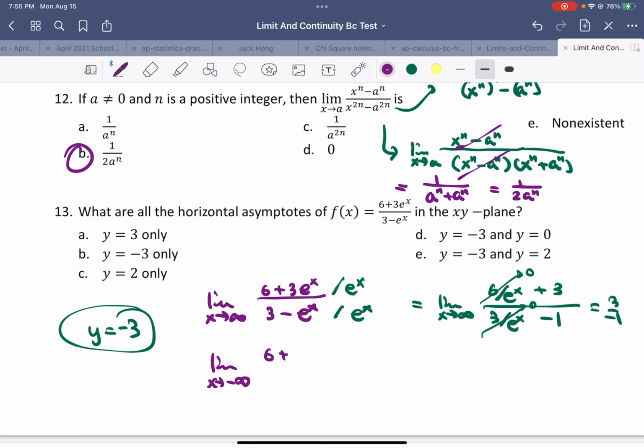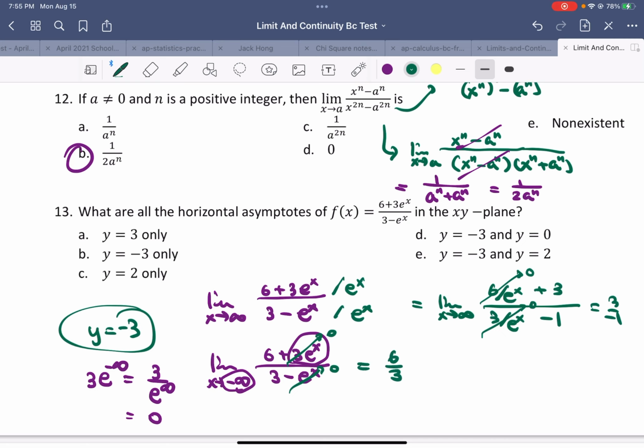Let's do that. 6 plus 3 e to the x over 3 minus e to the x. Okay? Now, what is this? Think about it. This one goes to negative infinity. So 3e to the negative infinity, if you think about it, this one here, what is this? 3 over e to the infinity. Okay? So the denominator is infinity, so it equals 0. So this one goes to 0, this one goes to 0. So you end up with 6 over 3, 2. So y equals 2 is another horizontal asymptote.